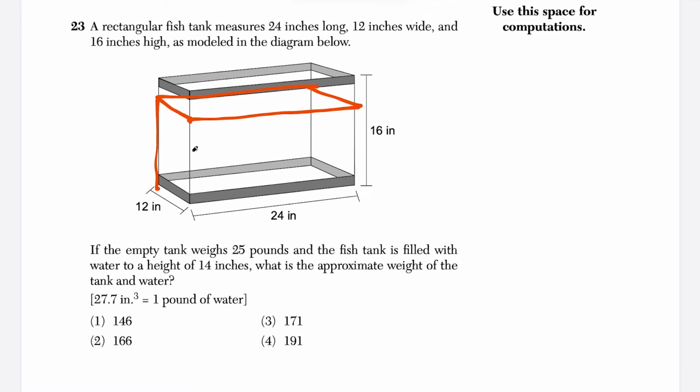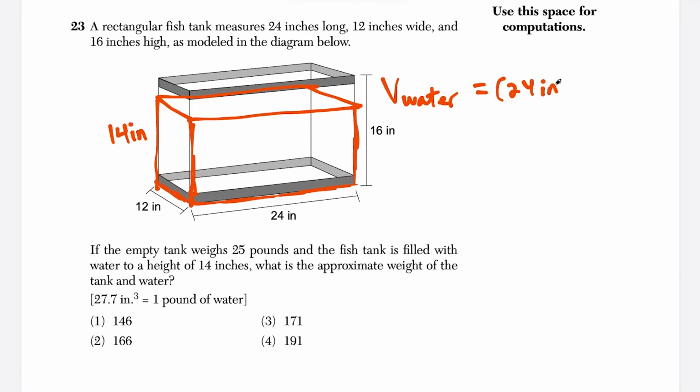That's very important here, because sometimes if you go through these questions quickly, you'll just use the dimensions they give you. But we have to chop some of the height off the top here. We're only going to go up to 14 inches. So when we find the volume of water, it's going to be the formula for the volume of a rectangular prism, length times width times height. For the length, we're going to use 24 inches. For the width, we're going to use 12 inches. And for the height, we're going to use 14 inches. So we're going to multiply these three values together here.